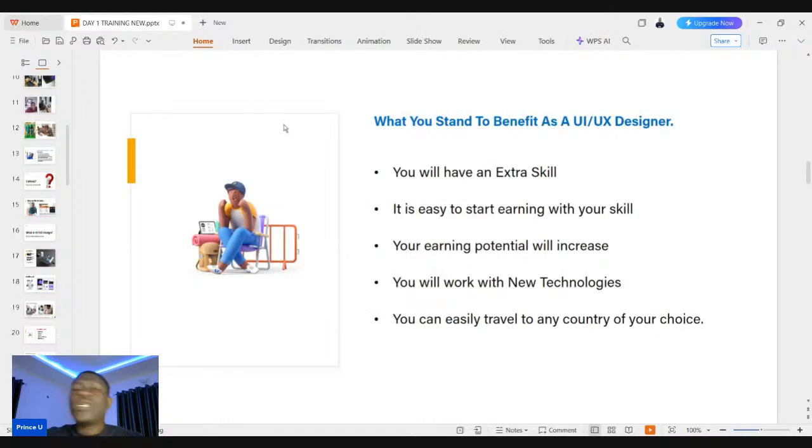Trust me. So what do you stand to benefit when you learn UI UX design? I've shown you what it is. This is an introductory class, right? And the goal is to prepare you for the tool. So when we get into the practical, the UI design proper, you will give it your best shot. The person that told me about UI design didn't have to hold a class for me.